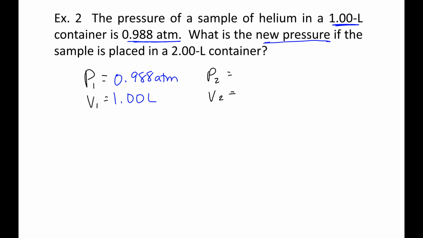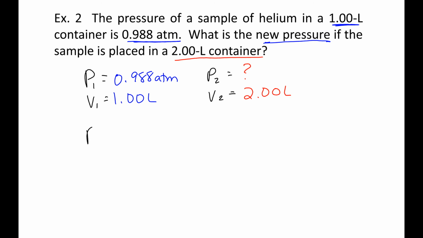New pressure if the sample is placed in a 2 liter container. Okay, so just remember, anytime you see milliliters, liters, cubic centimeters, those are all volume units. If you see ATM, millimeters of mercury, any of those pressure units, you're dealing with the pressure. That's kind of how you tell the difference.